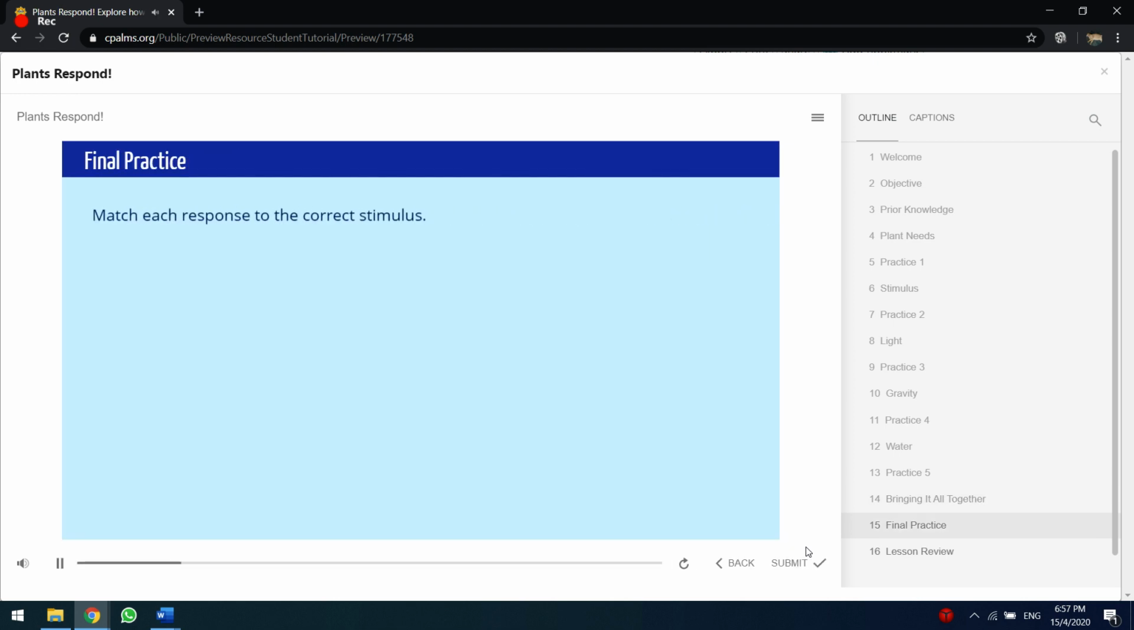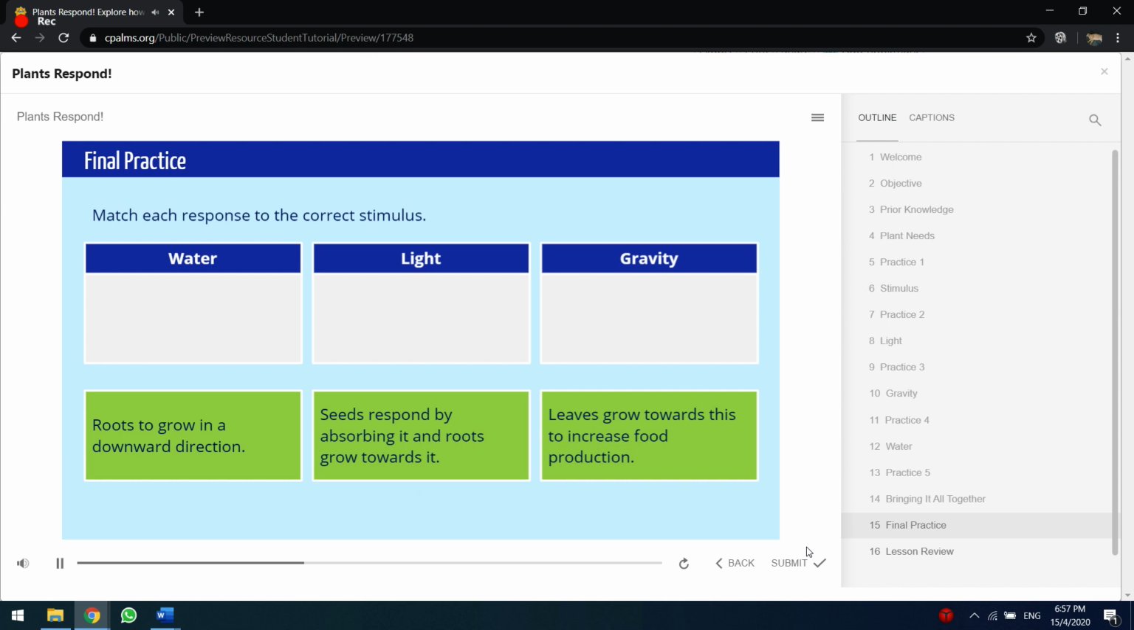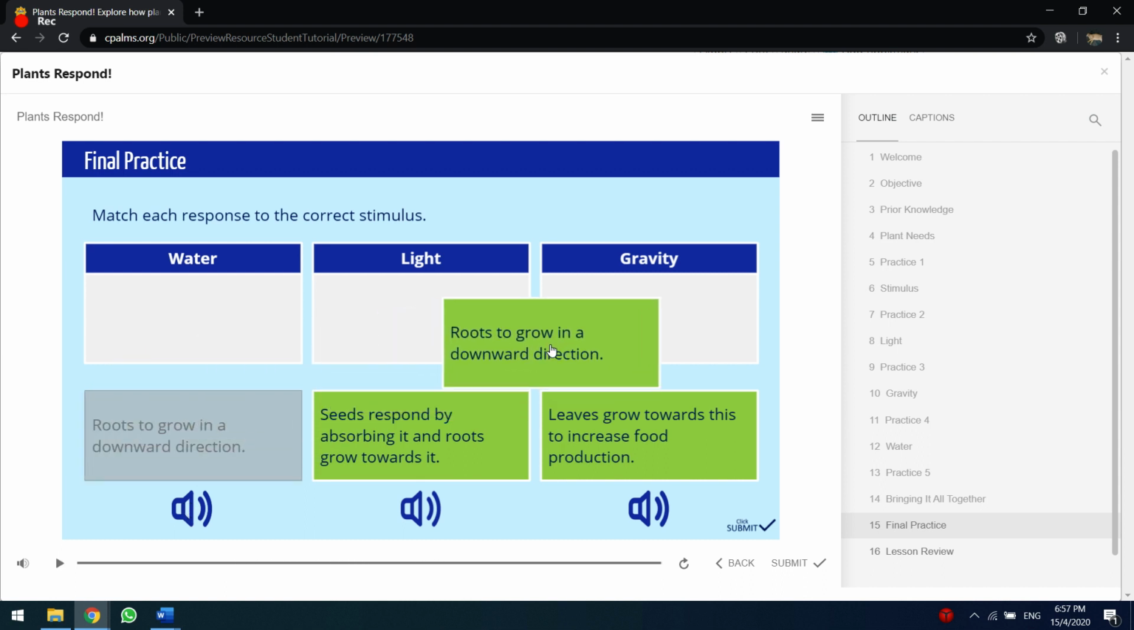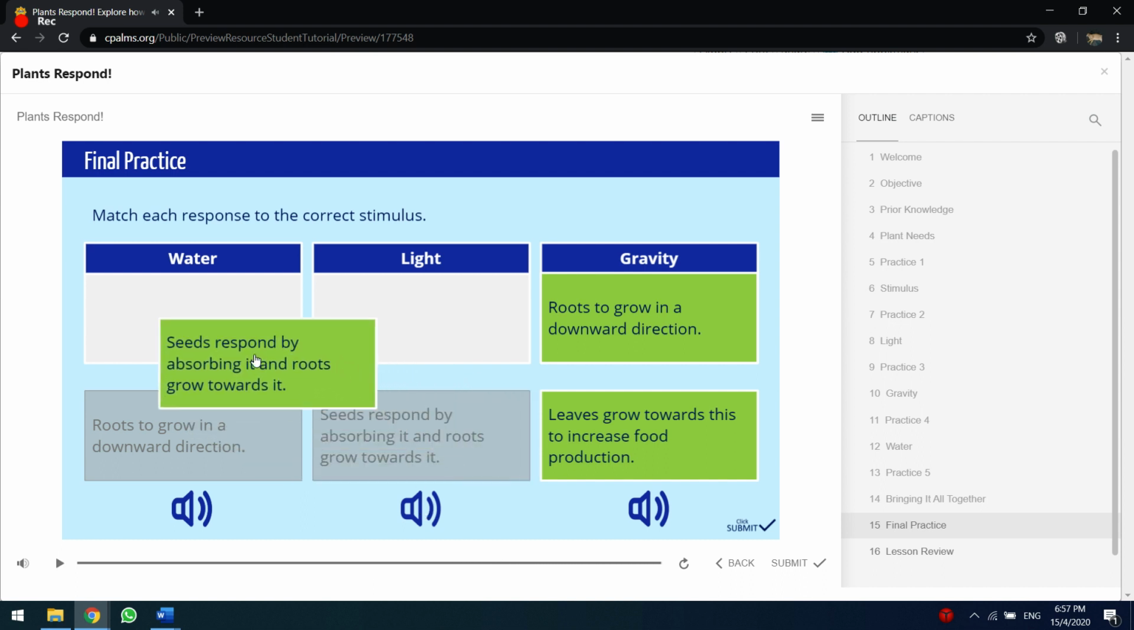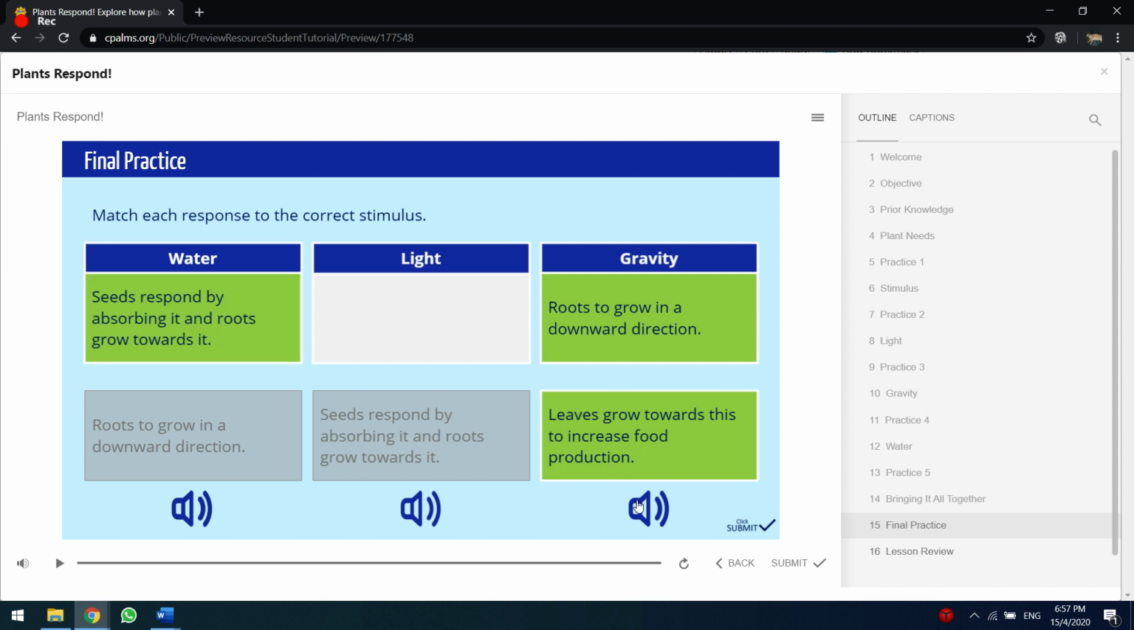Let's connect all the parts. Match each response to the correct stimulus. Click on the audio icons to have each choice read to you. Click Submit when you've completed your answer. Roots to grow in a downward direction. Seeds respond by absorbing it and roots grow towards it. Leaves grow towards this to increase food production.